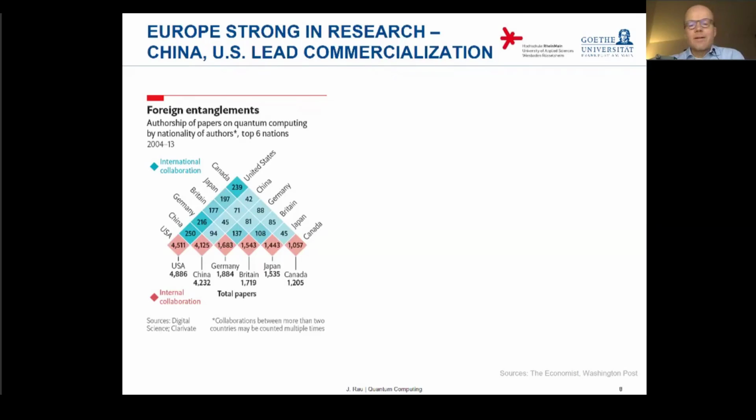You see that Europe is quite active in research. You see here papers from Germany and Britain, and then there are also others which are not mentioned here, and other leading countries in research are obviously the US, China, Canada, Japan.